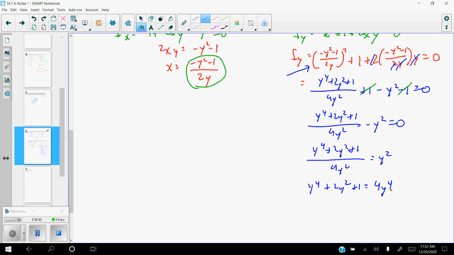Let's get everything onto one side because this is definitely going to be something higher than a quadratic. So 0 is going to equal 3y to the fourth minus 2y squared minus 1. And luckily, believe it or not, this factors. So here it's going to have to be 3y squared and y squared. The factors of 1 are 1 and 1. In order to make that a negative 2, that needs to be negative, that needs to be positive.